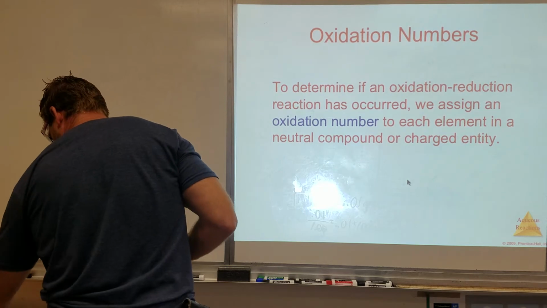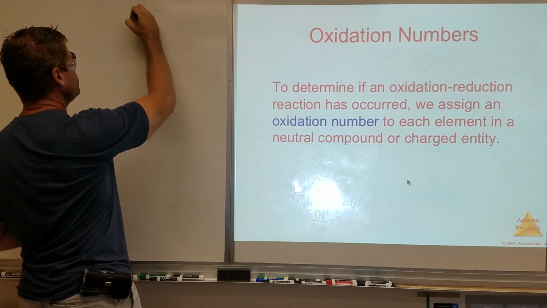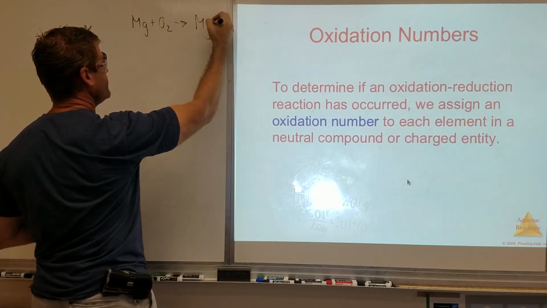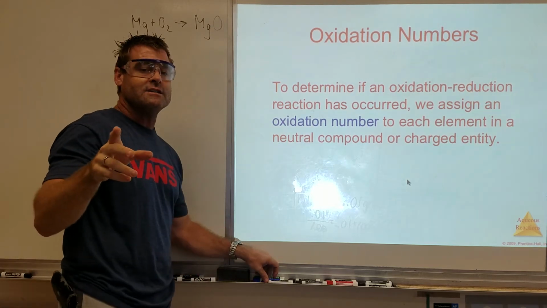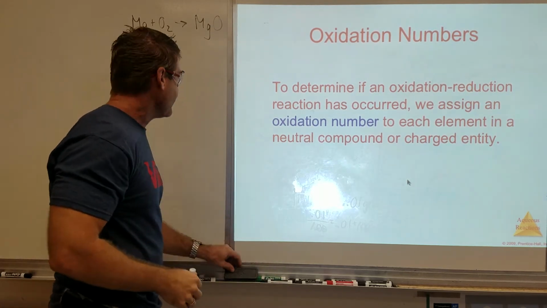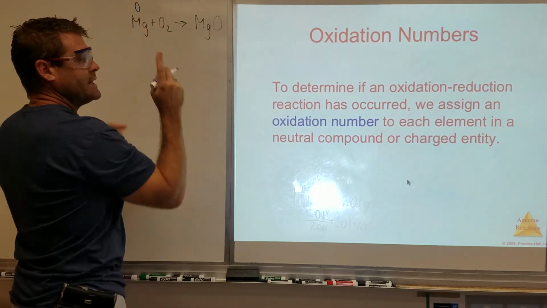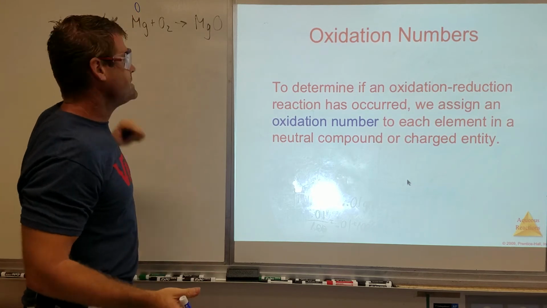So, for example, let's look at one. I'll show you guys how you would identify. So let's look at a reaction that we had already done before. Magnesium reacts with oxygen to form magnesium oxide. Okay, so this is how you tell if it's a redox reaction. You first assign oxidation numbers to every atom. So, the oxidation number for magnesium is 0. You guys remember why it's 0? Because the rule says if it's a free element, it's not in a compound, it's 0.